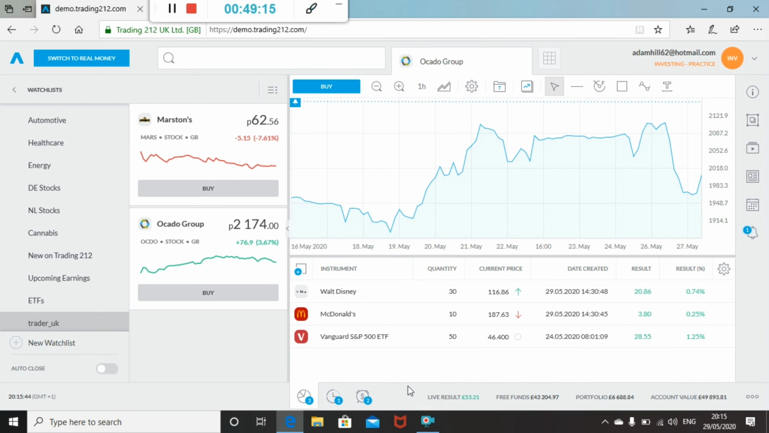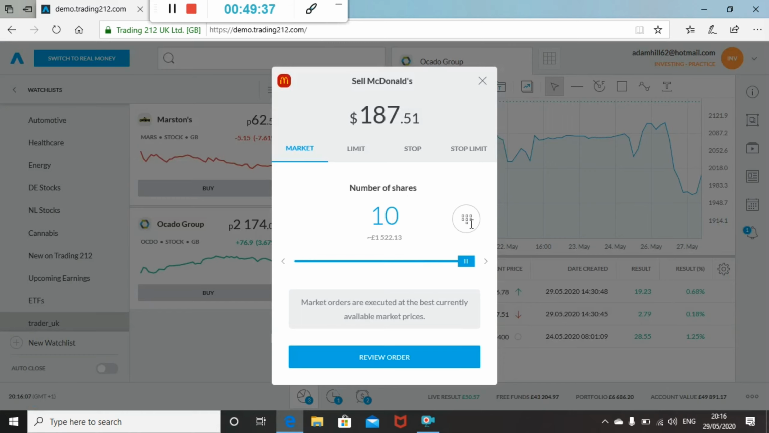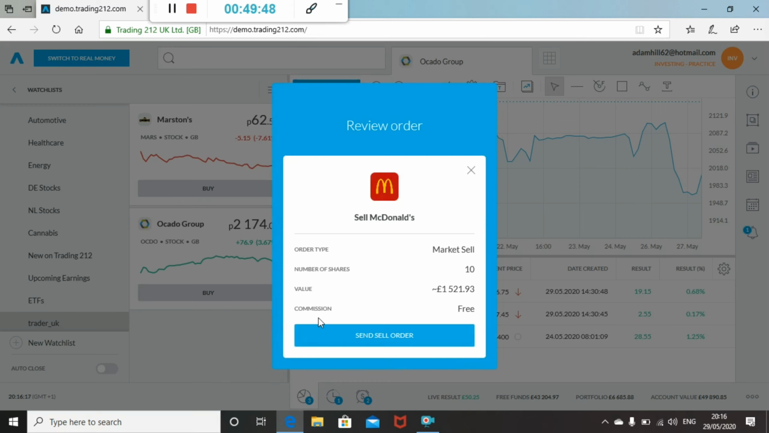If you want to sell shares in a particular company, you can do that from your home screen here. So remember, this is your portfolio section at the bottom. So any of these companies that you want to sell, let's say I want to sell my whole position in McDonald's. If you hover over McDonald's, click on sell, and it will bring up your sell options here. So again, you have the same options. Let's do a market order, sell 10 shares. So it's going to execute that order at the best price it can possibly get as quickly as it possibly can. Review order. The commission is free. Send the order.